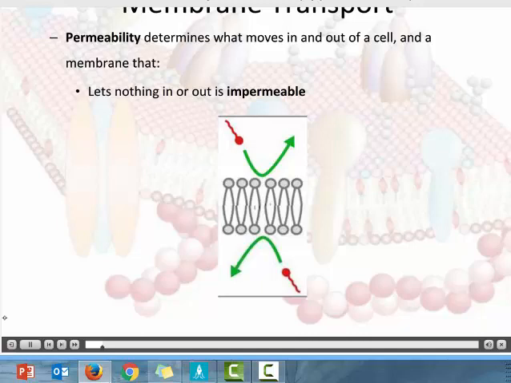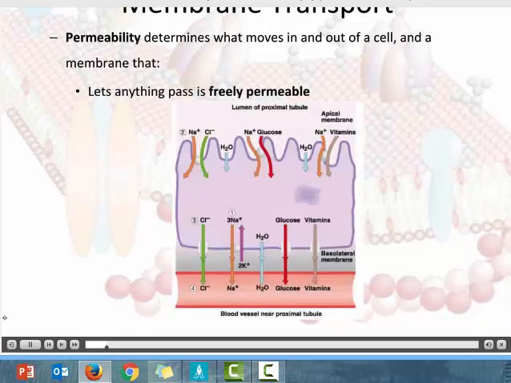Impermeable membranes do not let anything cross. Nothing is allowed to move into the cell. Nothing is allowed to move out of the cell. It is a staunch Berlin Wall. Our second extreme is a freely permeable membrane. Freely permeable membranes will let anything pass across the membrane. Solutes, water, ions, whatever you want, has a free pass to move across the membrane.